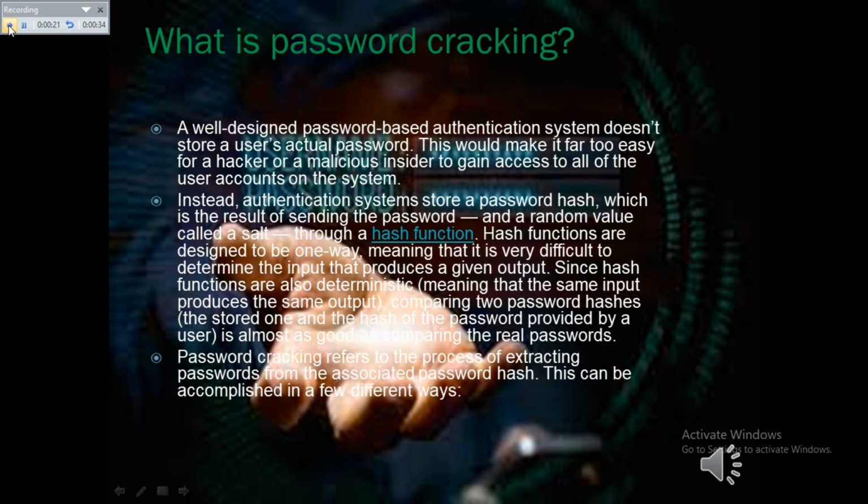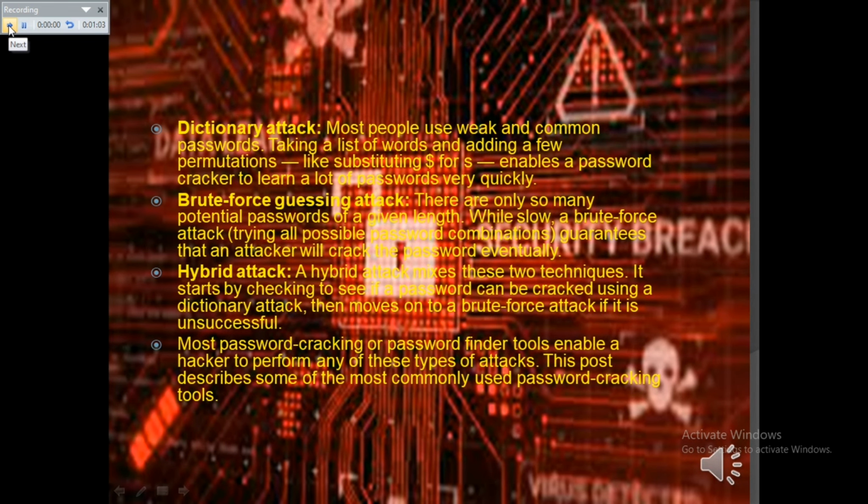Hash functions are designed to be one-way, meaning that it is very difficult to determine the input that produces a given output. Since hash functions are also deterministic, meaning that the same input produces the same output, comparing two password hashes, the stored one and the hash of the password provided by a user, is almost as good as comparing the real passwords. Password cracking refers to the process of extracting passwords from the associated password hash. This can be accomplished in a few different ways.